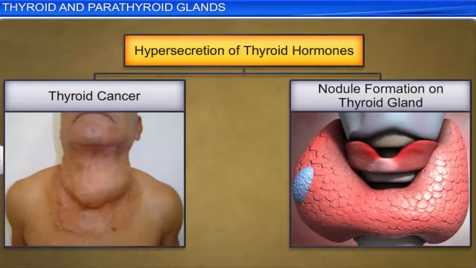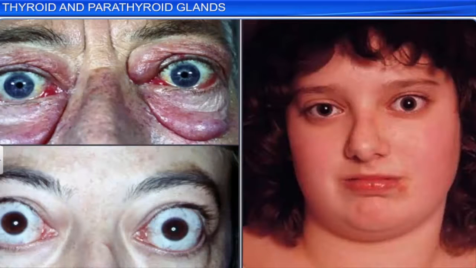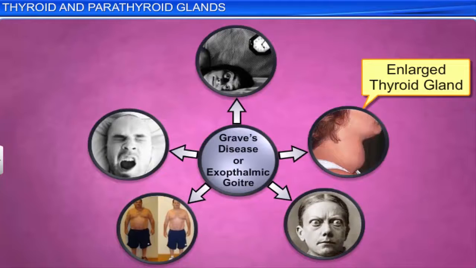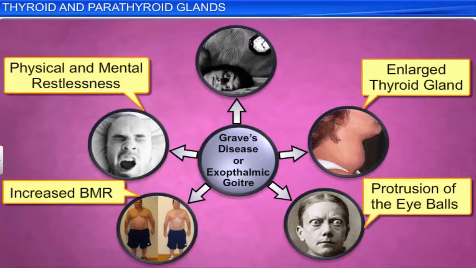Sometimes, there is hypersecretion of thyroid hormones due to cancer or development of nodules in the thyroid glands. This hypersecretion of thyroid hormones leads to a medical condition called hyperthyroidism. Hyperthyroidism causes Graves' disease or exophthalmic goiter in adults. It is characterized by an enlarged thyroid gland, protrusion of the eyeballs, increased BMR, physical and mental restlessness, and insomnia.